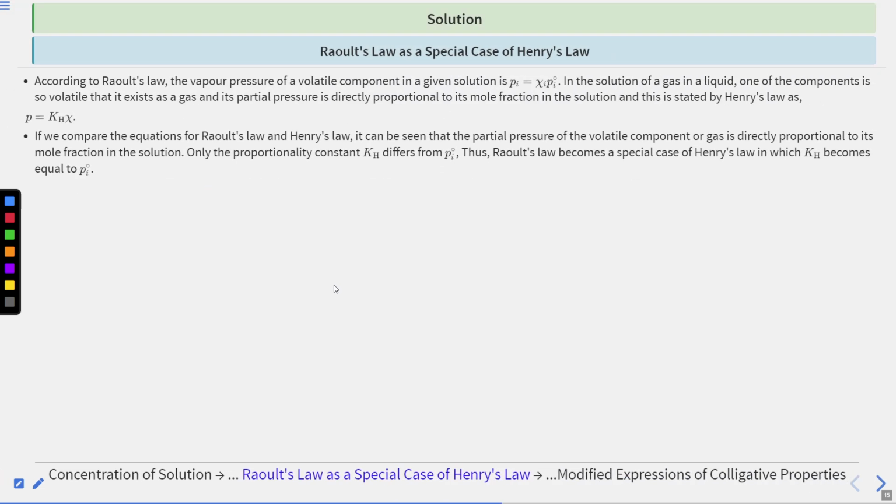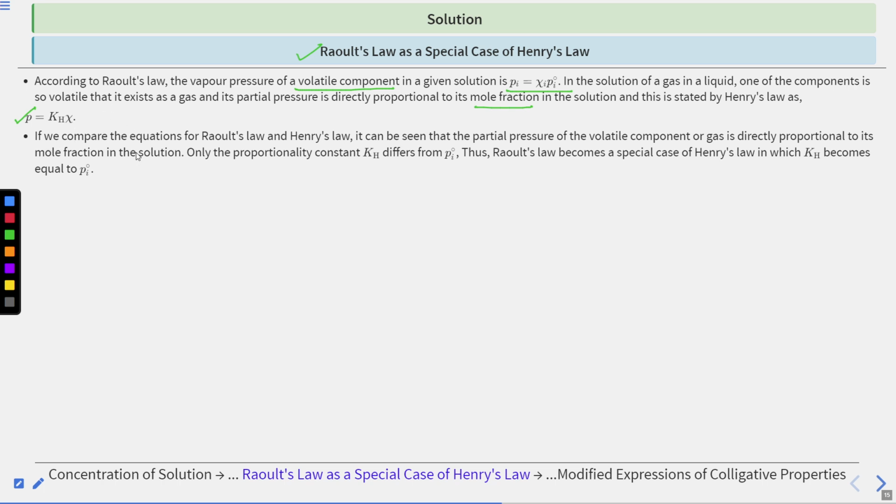Right? So Raoult's law is a special case of Henry's law. How are they both related? According to Raoult's law, the vapor pressure of a volatile component in a given solution is given by Pi equals mole fraction times the vapor pressure in the pure form, pi naught. In the solution of a gas in a liquid, one of the components is so volatile that it exists as a gas, and its partial pressure is directly proportional to its mole fraction, as we studied in Henry's law, which states that p equals kh times mole fraction.